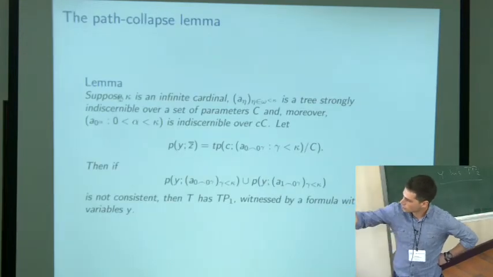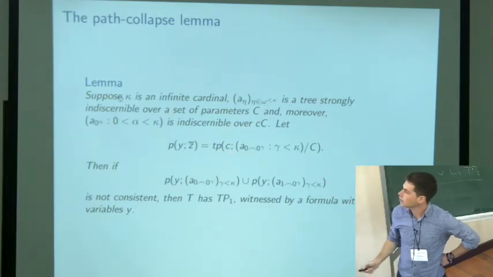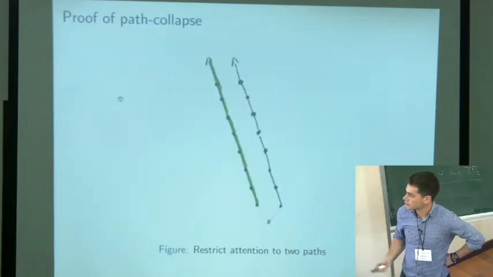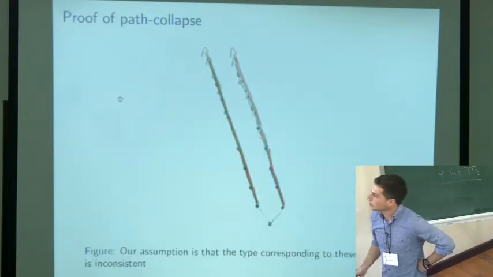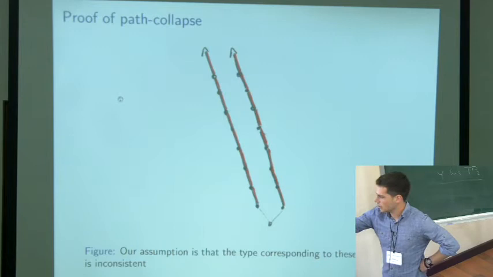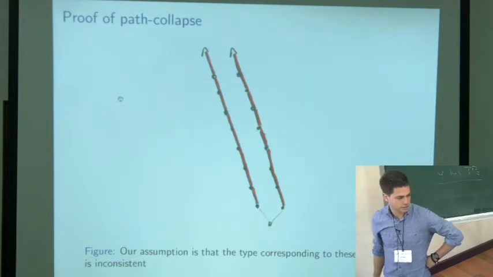OK, yeah, so the green type here is going to be the type of c over the all zeros path. So it looks like this. This is consistent because it's realized by this little c. But our assumption is that, let's say, these two types together are inconsistent.